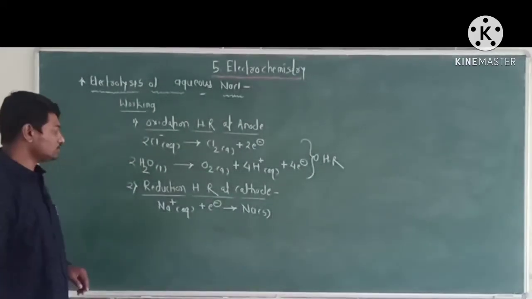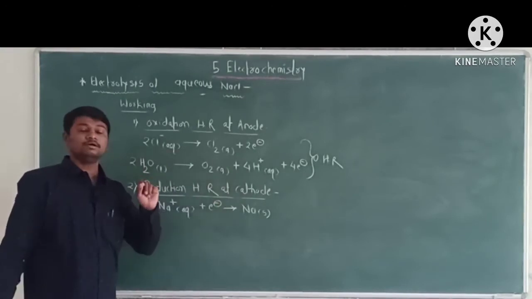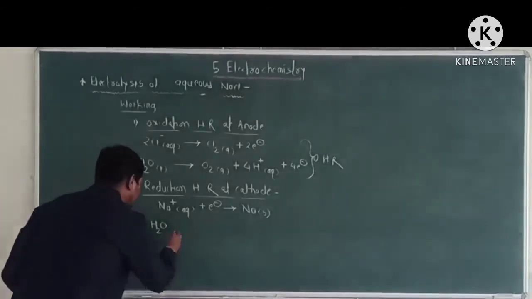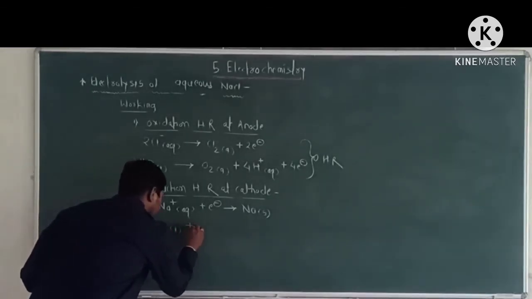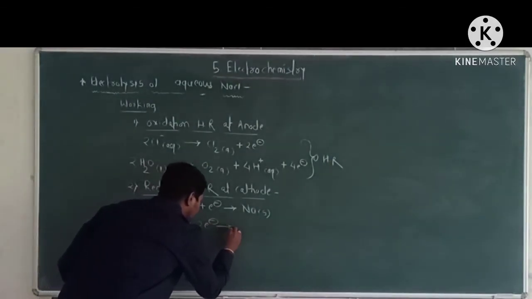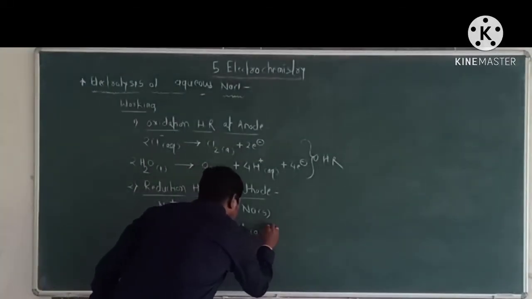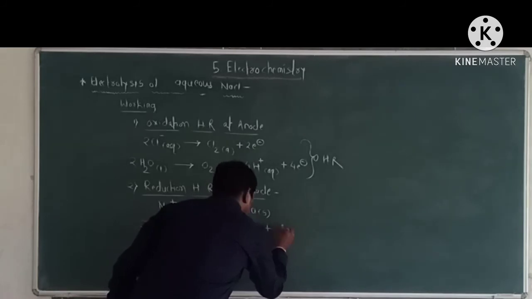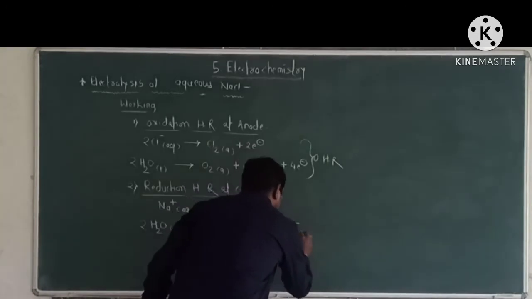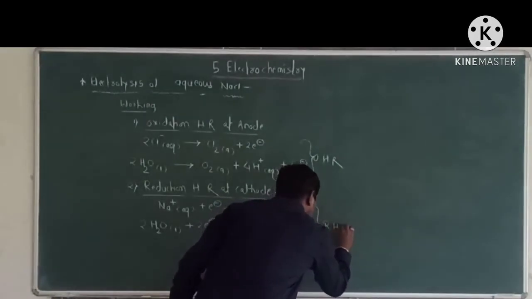At that time, the other reduction reaction occurring at the cathode is 2H2O accepting the electron and reducing into hydrogen gas plus 2OH minus aqueous. These are the reduction half reactions.